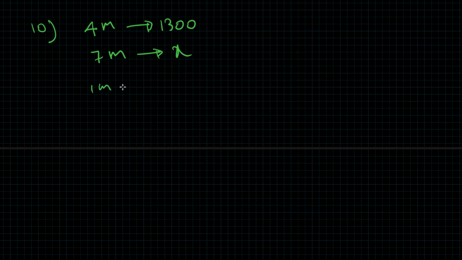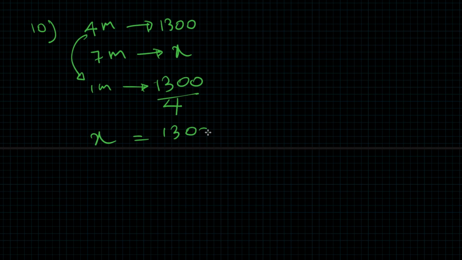So 1 meter, from this one we can figure out the price of 1 meter is equal to 1300 divided by 4. Therefore, the price of 7 meters, we have the 1 meter price, the price of 7 meters is equal to x. X is equal to the price of 1 meter, 1300 divided by 4, into 7. Now just simplify this one and you have your x.